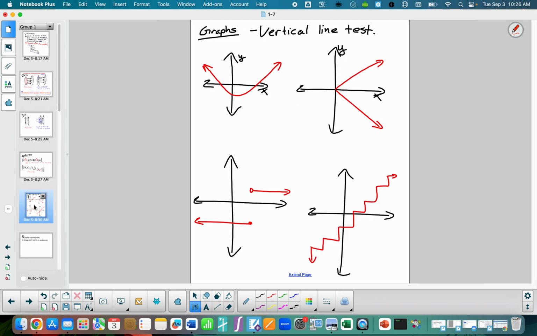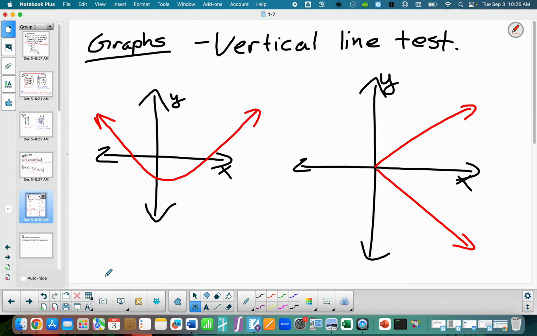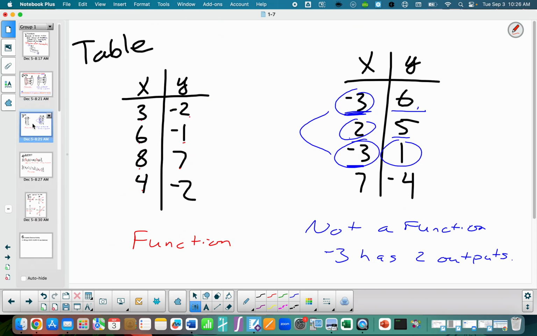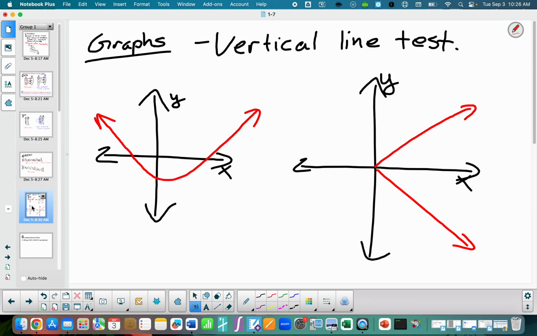So then the other way that we have relations, they could be graphs as well. And the way we do graphs are vertical line tests, okay? So we'll have mappings, we can determine by tables, we've got ordered pairs like we just had, and then we have this vertical line test. And the way to do a vertical line test is if you ever draw a vertical line, remember those are the lines going up and down, and it hits more than one spot on the graph, it's not a function. So if it hits more than one.